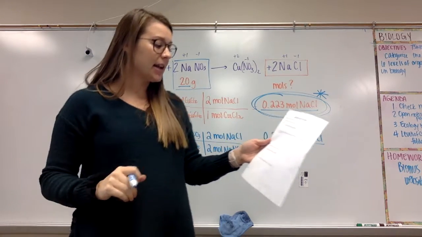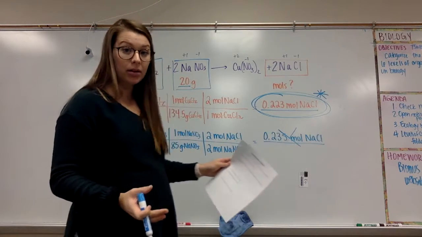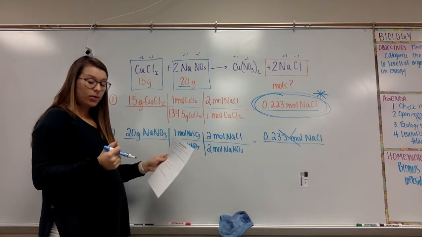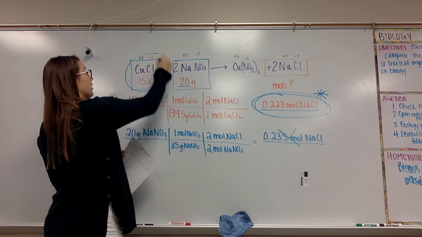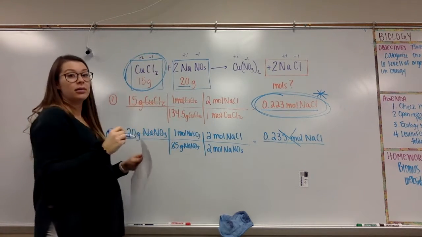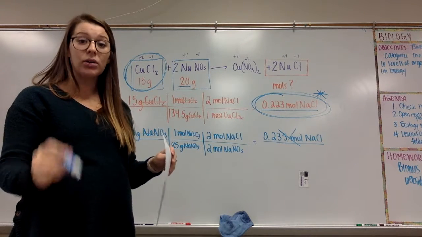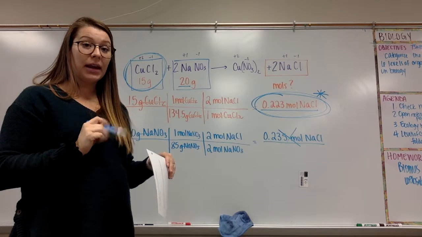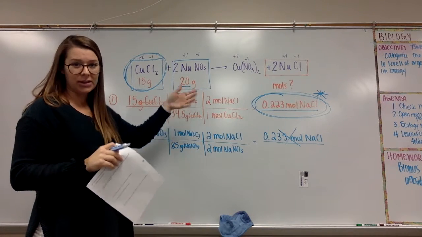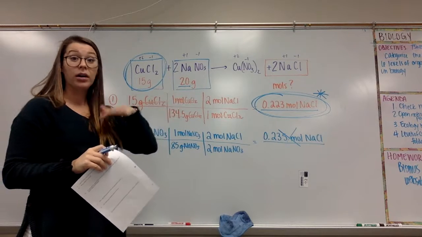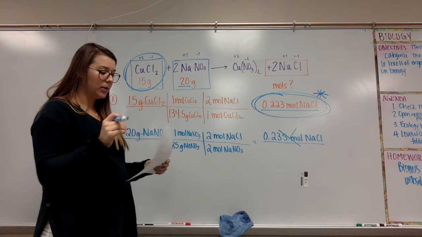And then C says, what is your limiting reactant for this problem? The answer to C is going to be copper 2 chloride is your limiting reactant. That's the one that's limiting you to how much product you can make. And it is not always going to be the one that's just less to begin with. Okay, that's just a coincidence. It might be more, but you have to do this work to determine what it is. Okay?